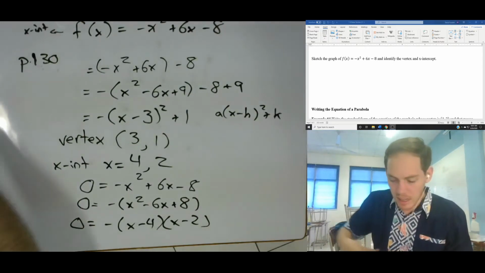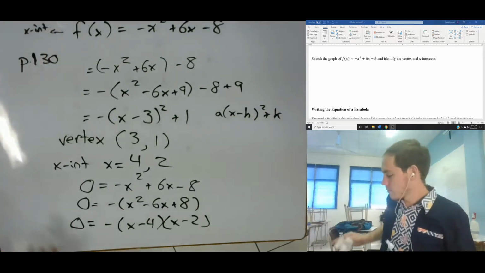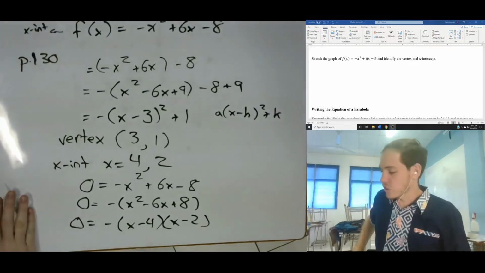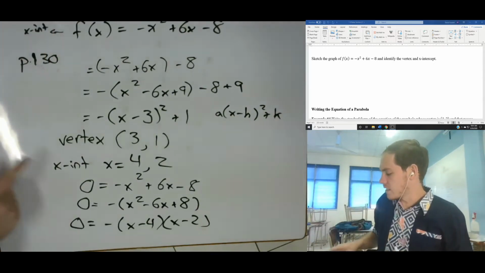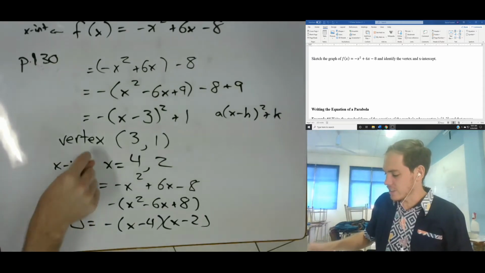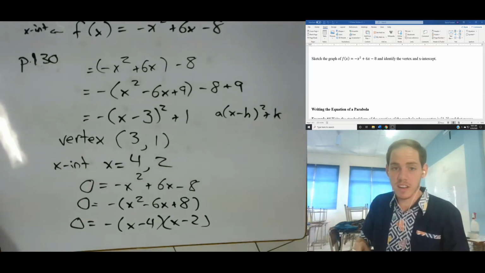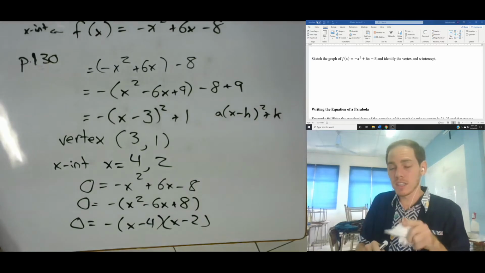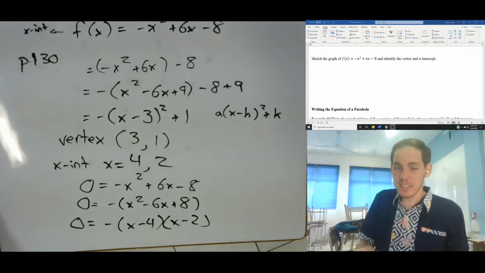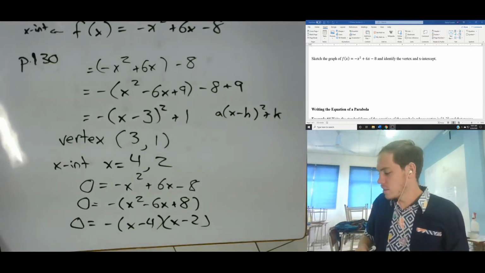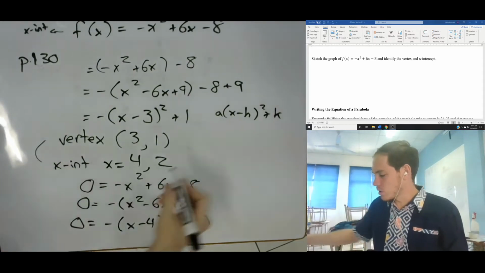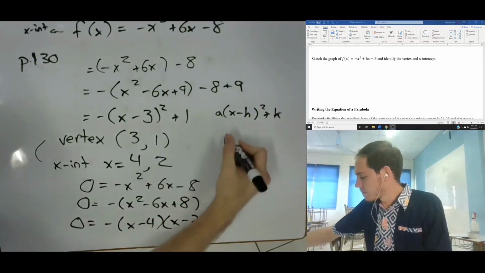Okay, thanks, guys. I'm going to go to the next problem. Okay, sketch the graph. So for the sketch, you could just use these x-intercepts and the vertex to sketch the graph. Plot those 2 points, plot the vertex, and then draw the parabola. If you're curious on how I would do this, I'll do it right here.